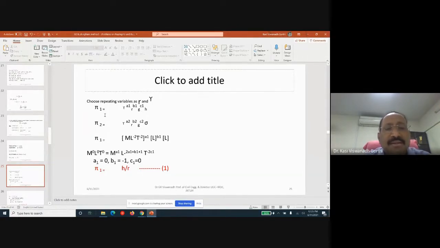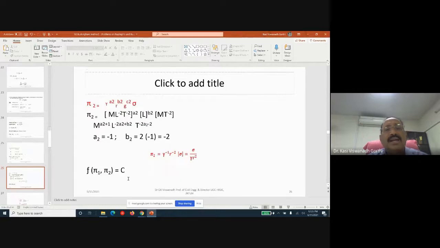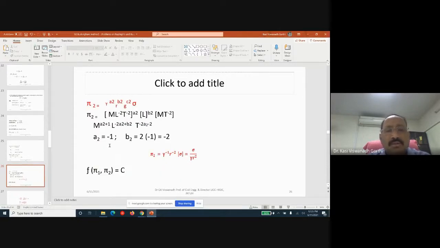Accordingly, you get pi 1 as gamma to the power A1, R to the power B1, g to the power C1 into H. Similarly, pi 2 will be gamma to the power A2, R to the power B2, g to the power C2 into sigma. Then you get the value of pi 1. Treat this pi 1 as a dimensionless term. Write the dimensional formula for the right hand side as well as the left hand side and solve for it. So pi 1 is equal to H by R. Similarly, pi 2 is sigma by gamma R square.